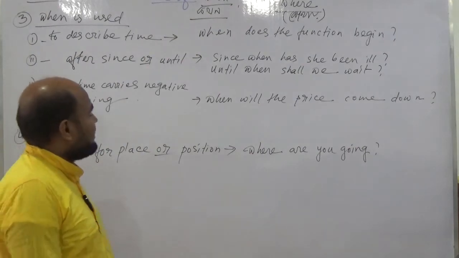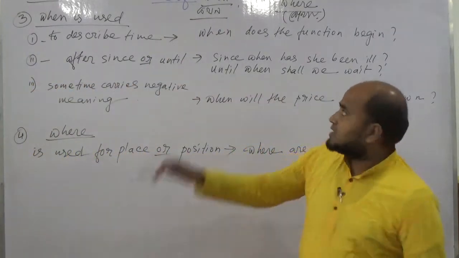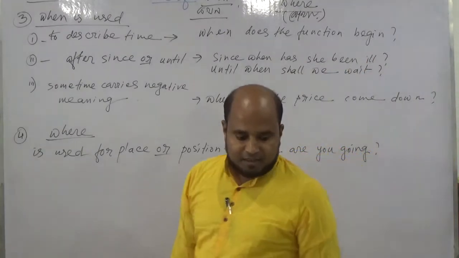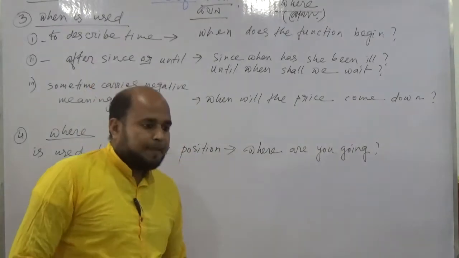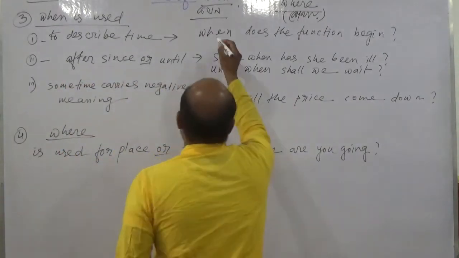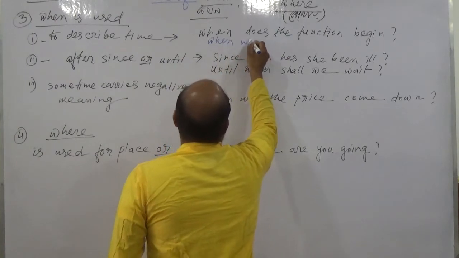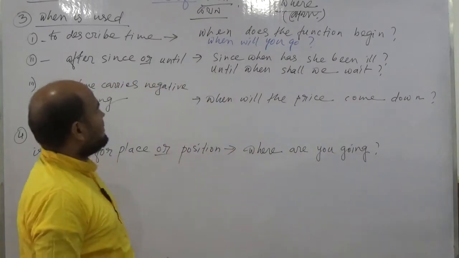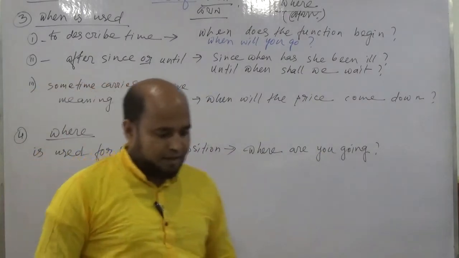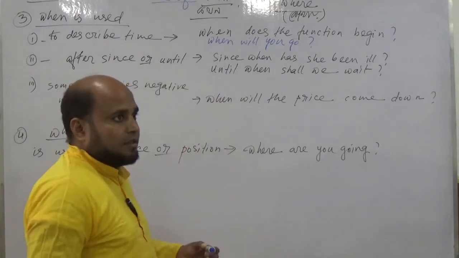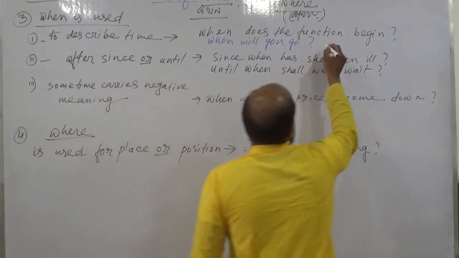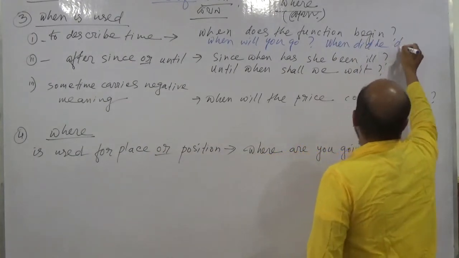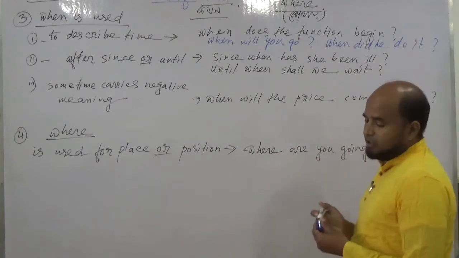Suppose I have the sentence, when does the function begin? কখন অনুষ্ঠানটি শুরু হয়? Another sentence, when will you go? কখন তুমি যাবে? Another sentence, when did he do it? কখন সে ইহা করেছিল?